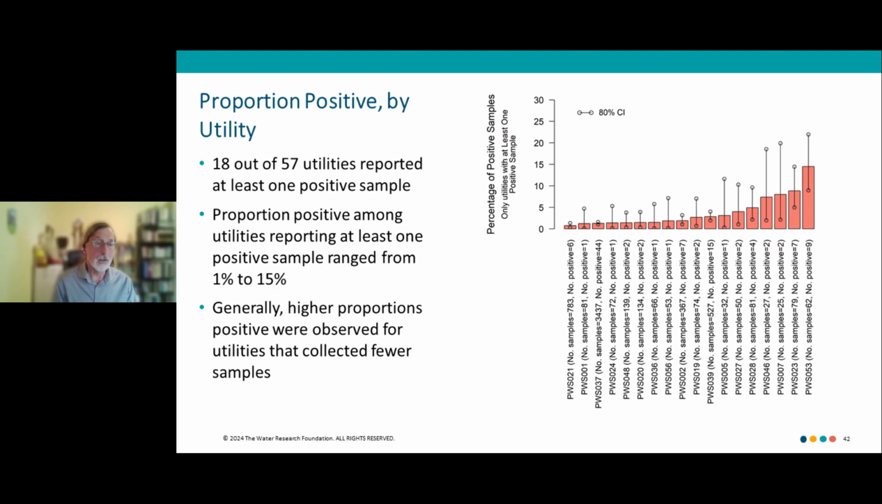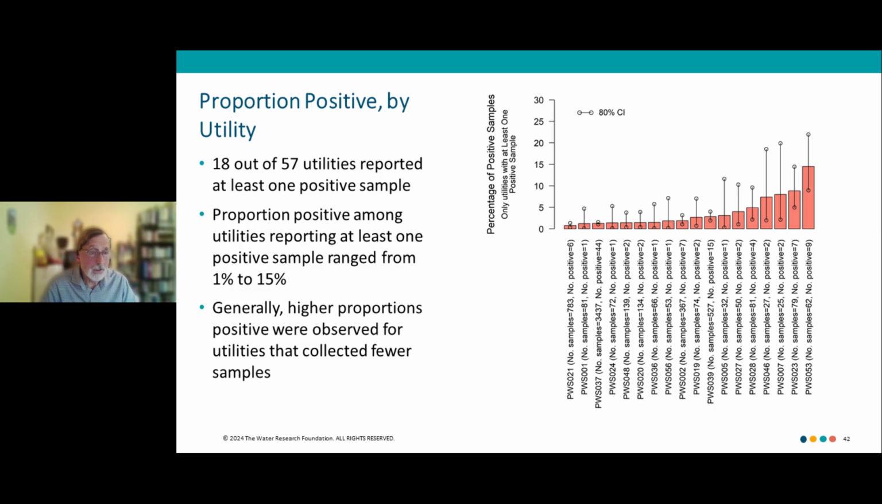Let's look at the difference between utilities. On the right-hand side, the plot shows that the bars are the percent positive samples, the occurrence for the utilities that had positive samples. And hopefully you can see it well enough. We have the number of samples in the labels on the x-axis, and the bars show, I think it's the 80%, yes, it is the 80% confidence interval around that estimate.